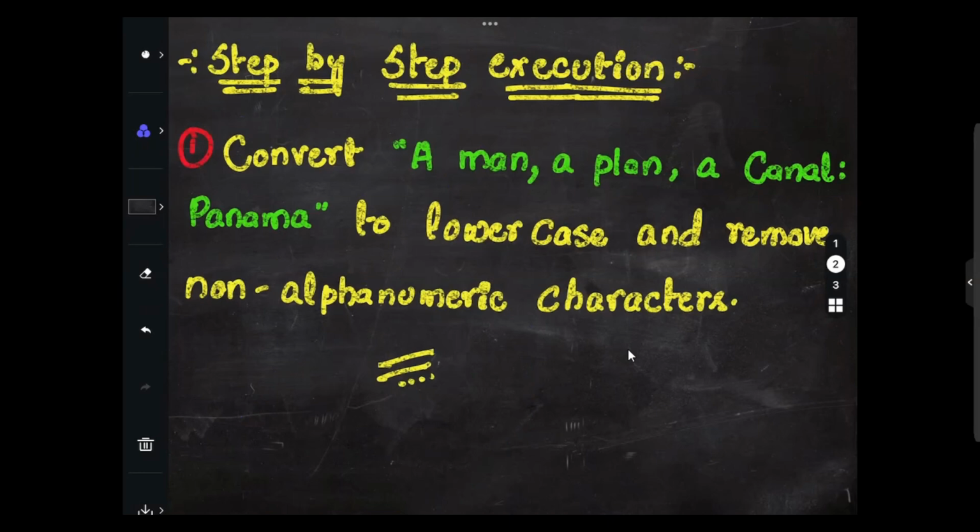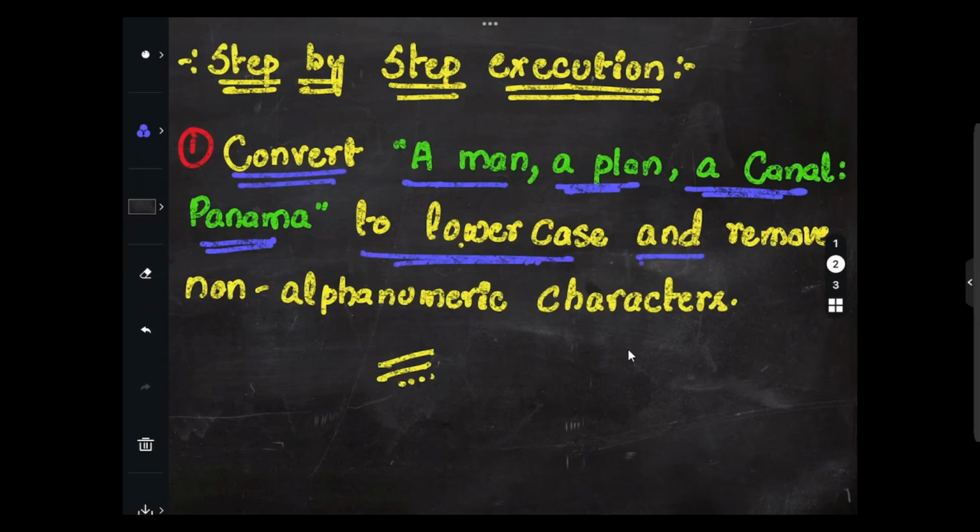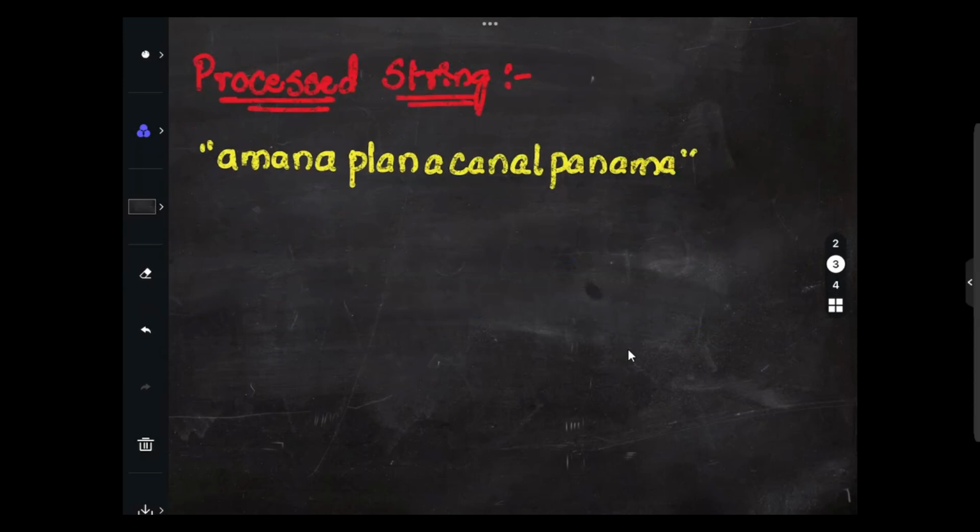The first step is, we have considered the same example: a man, a plan, a canal, Panama. We will convert this to lowercase and remove the non-alphanumeric characters. So while writing the code, the first step is to convert this to lowercase and remove all the non-alphanumeric characters. Simple, right? Let's move on with the second step.